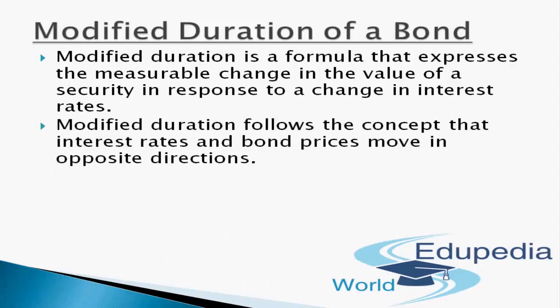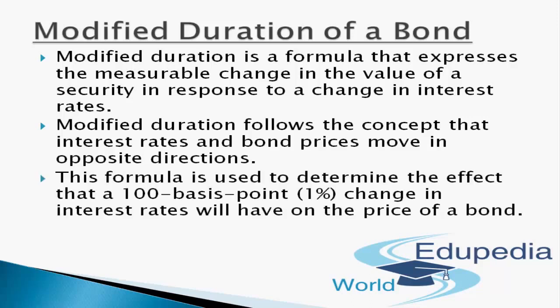Modified duration follows the concept that interest rates and bond prices move in exactly opposite directions. This formula is basically used to determine the effect that a 100 basis point or 1% change in interest rates will have on the price of the bond. Let me just tell you, 100 basis points is equivalent to a 1% change. So if, suppose, the rate goes from 100 to 1000 basis points, it would be termed as a 100% change in the interest rate.